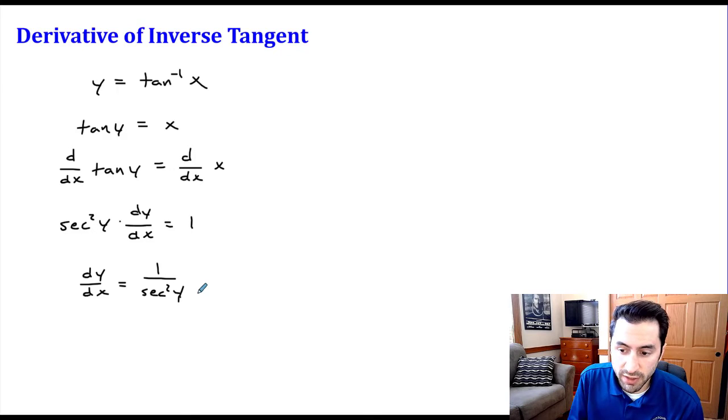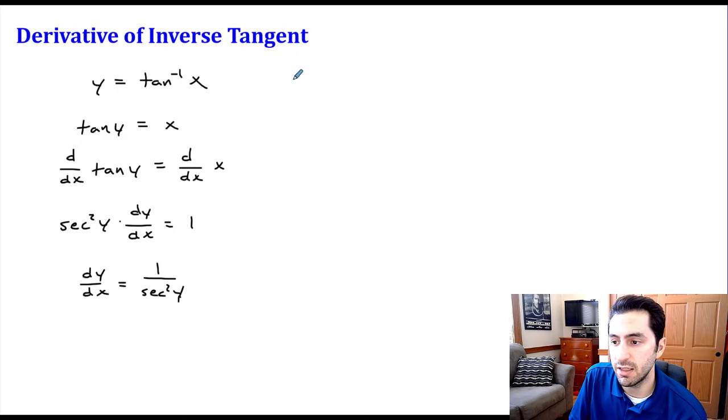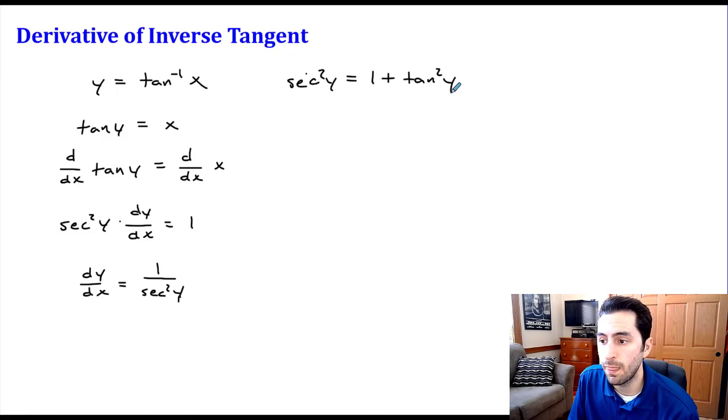However, we are left with an expression that has a y in it. We do want this formula to be written in terms of x. So we need to find a way to substitute out the secant squared of y. In this case, it's relatively straightforward. So remember, one of our Pythagorean identities: the secant squared of y is equal to 1 plus the tangent squared of y. So we can substitute out the secant squared, but if we do that, we will be left with the tangent squared of y.